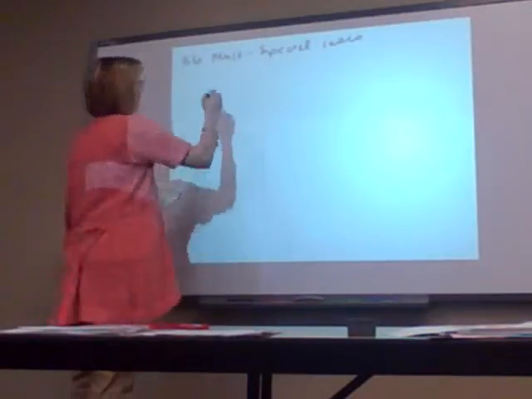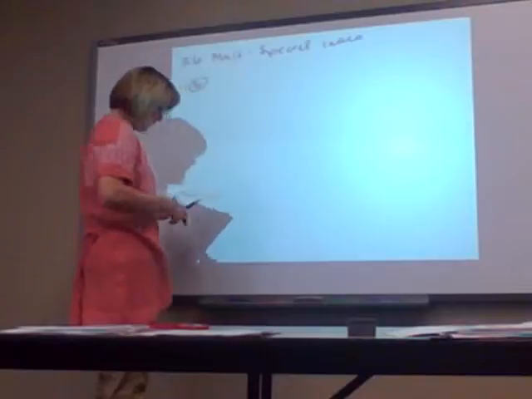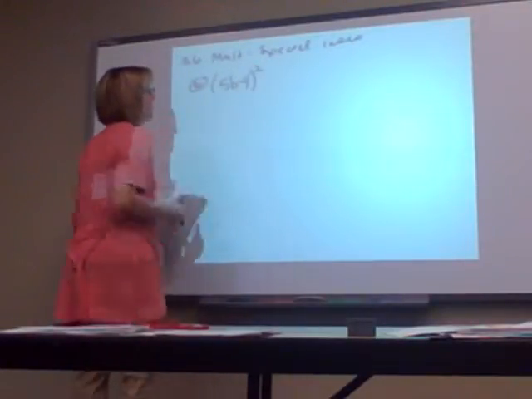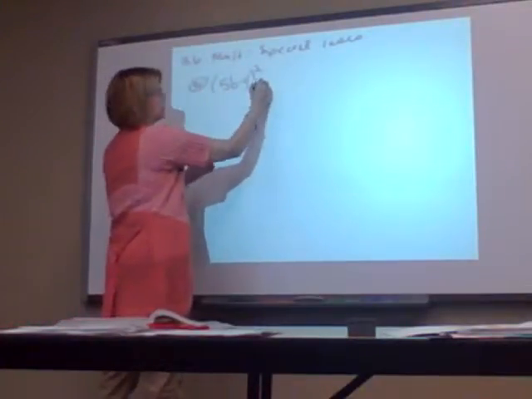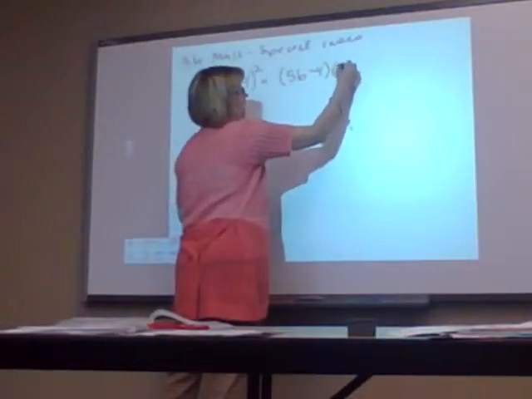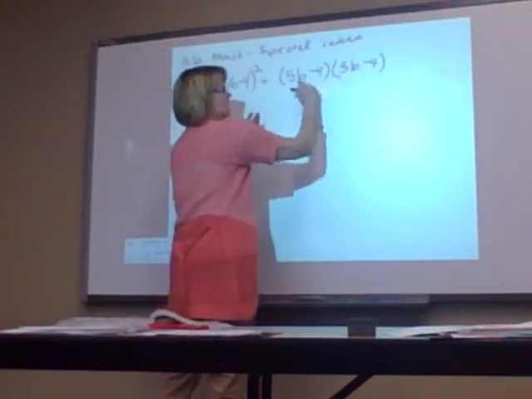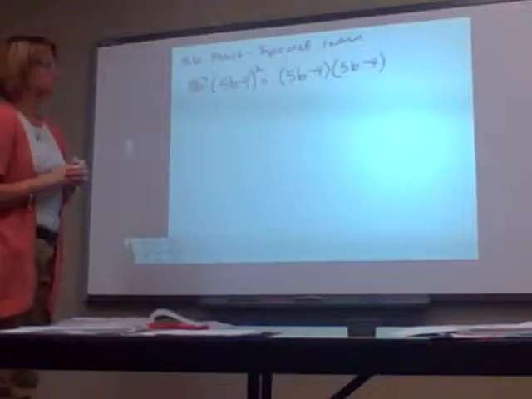Let's try number 30. This is number 30 on page 241. Multiplying 5b minus 4 quantity squared. I have the parentheses squared, so that means I really have to write it out as 5b minus 4 times another 5b minus 4, multiplying this squared times itself 2 times. If it's squared, it's times itself 2 times.